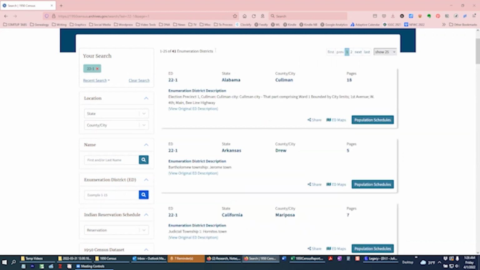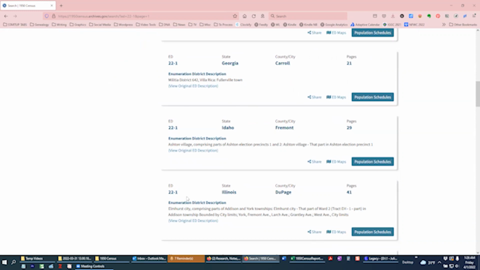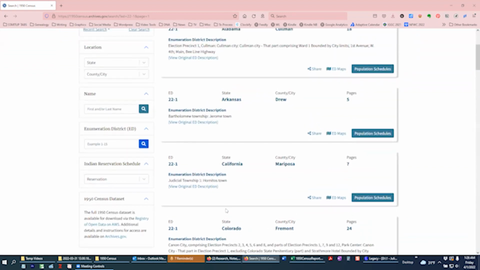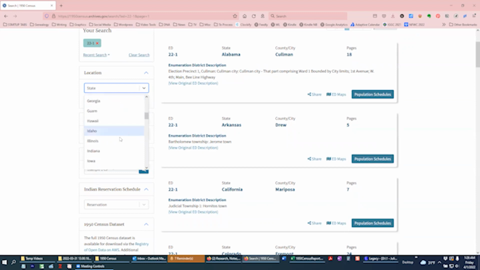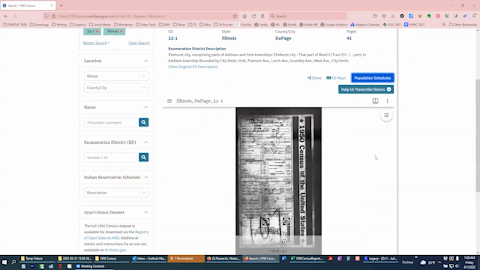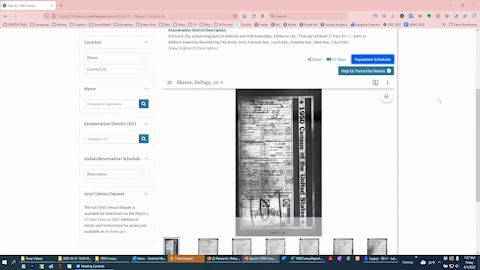And you'll notice over here, there are 41 enumeration districts, and they are in alphabetical order by state. So I can scroll down to Illinois. And again, I get the district, the state, the county, and the number of pages along with the enumeration district description. What I want to show you is that you can put in the state, and then you'll just get the one, more than likely the one. So I am going to go ahead and click on this, and it brings me to the entire thing. And this was what, 41 pages.